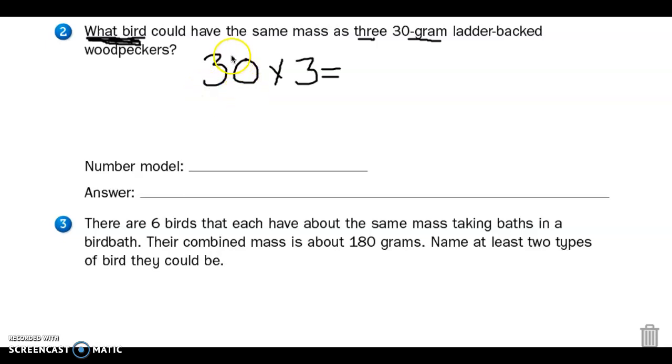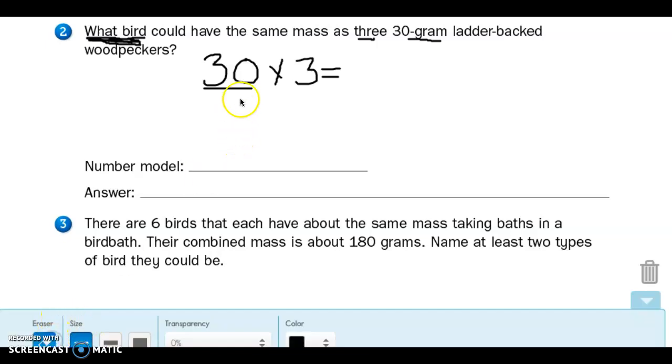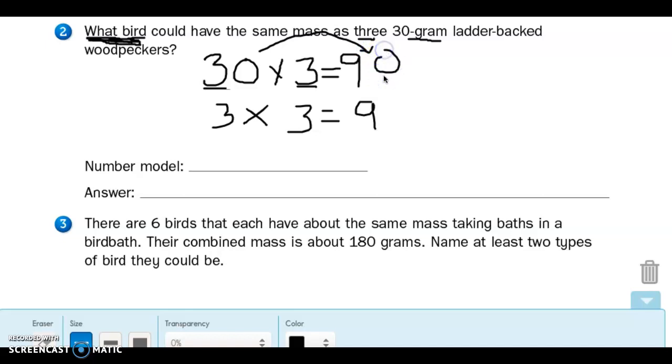Again, I'm going to find my basic fact, and I'm going to drop my 0. Okay, so I'm going to do 30 times 3, but we're going to do the basic fact, so 3 times 3. I just dropped my 0, so instead of counting by tens, I'm counting by ones. 3 times 3 is 9. So instead of having 9 here, because 30 times 3 is definitely not 9, I drop that 0. Now I have to add the 0. So my answer is 90. Okay, so my number model is 30.